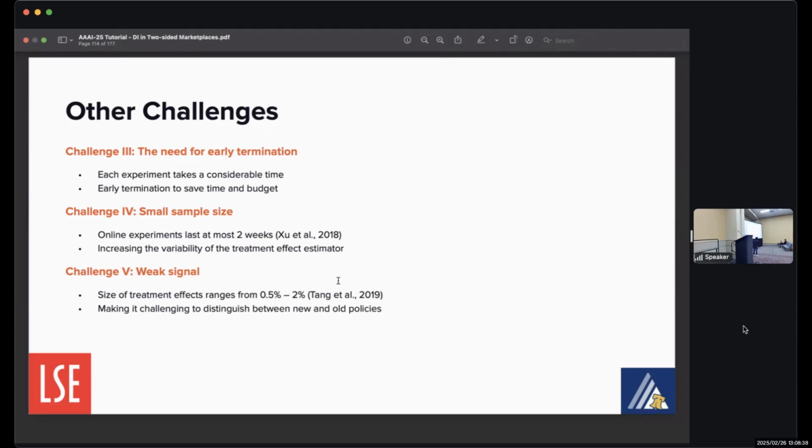And finally, even if we know that the new policy has some improvement, if you look at these numbers, the improvement will not be substantial. Typically, the improvement brought by the new policy ranges from 0.05% to 2%. Okay? So this makes it extremely difficult to distinguish between the new and old policies.